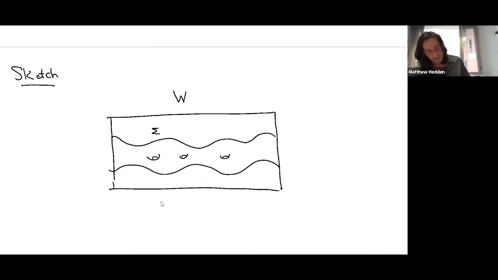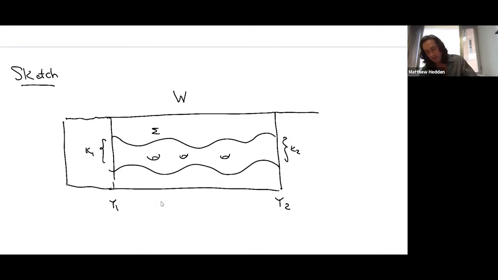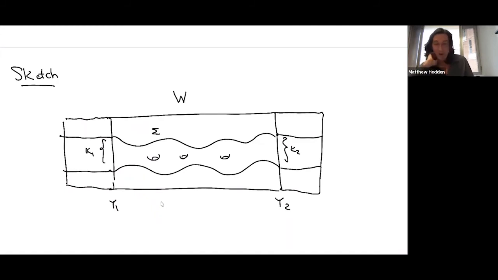And inside it, I have a cobordism between knots K1 and K2. So the idea is that I'm going to attach two handle cobordisms to both ends. So I'm going to attach two handles along Y1 and Y2 attached along K1 and K2 respectively.